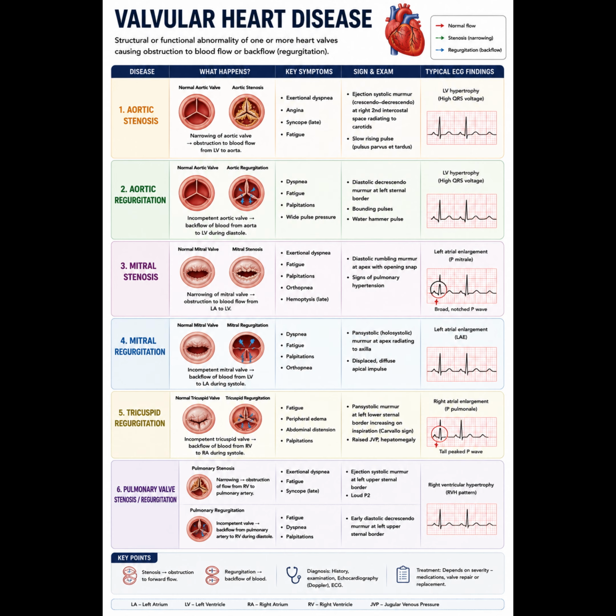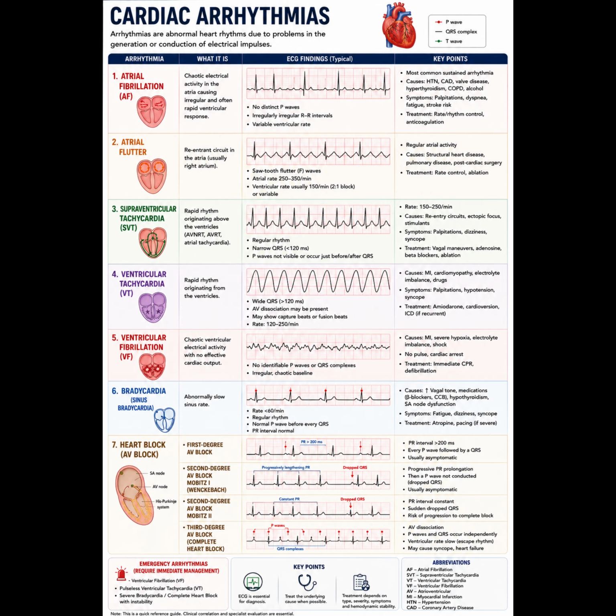QRS. Third is mitral stenosis, there is a narrow mitral valve with obstruction to the blood flow from left atria to left ventricle during diastole, so left atria enlargement with broad notched P wave. And in mitral regurgitation, incompetent mitral valve with left atria enlargement.